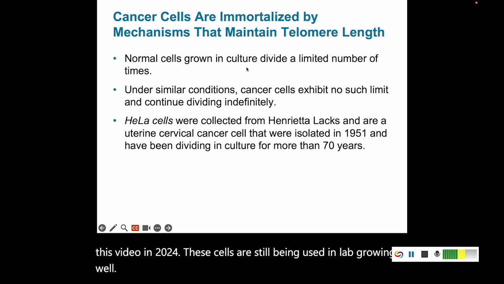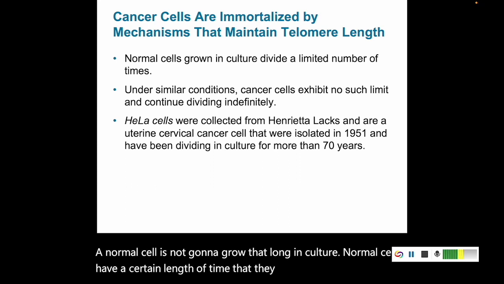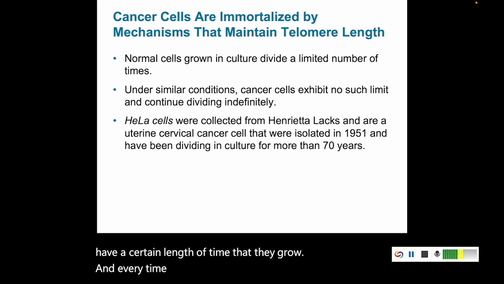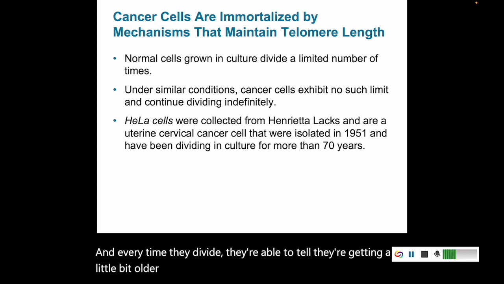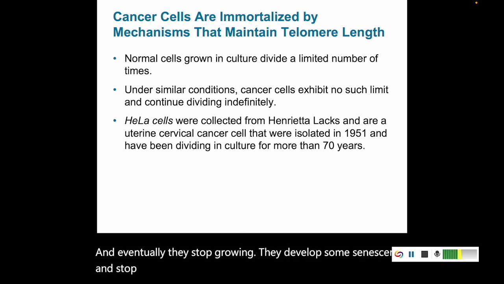A normal cell is not going to grow that long in culture. Normal cells have a certain length of time that they grow, and every time they divide, they're able to tell they're getting a little bit older, and eventually they stop growing. They develop senescence and stop growing. But cancer cells don't have that limit. They will keep dividing indefinitely.